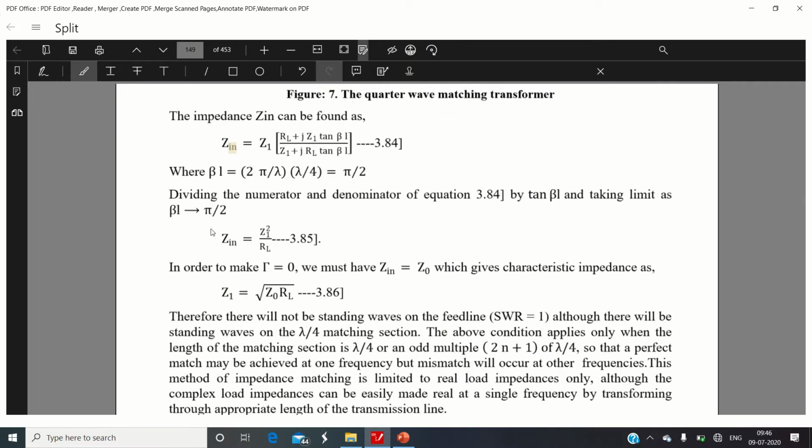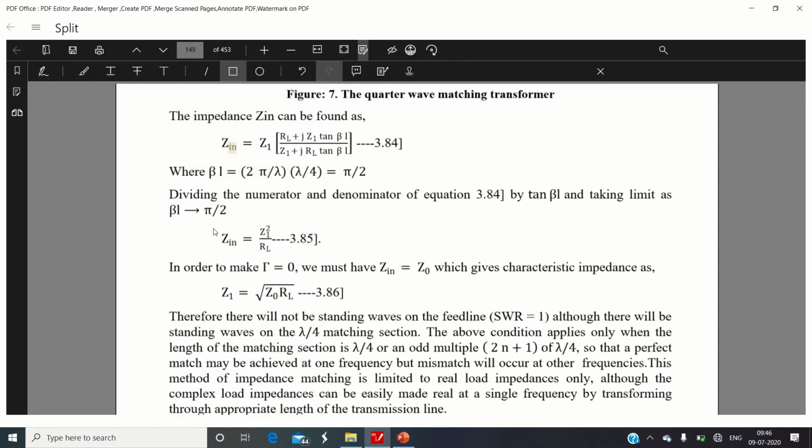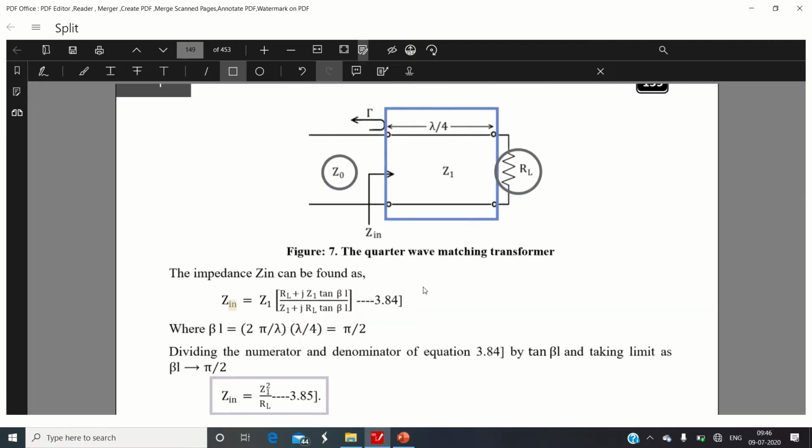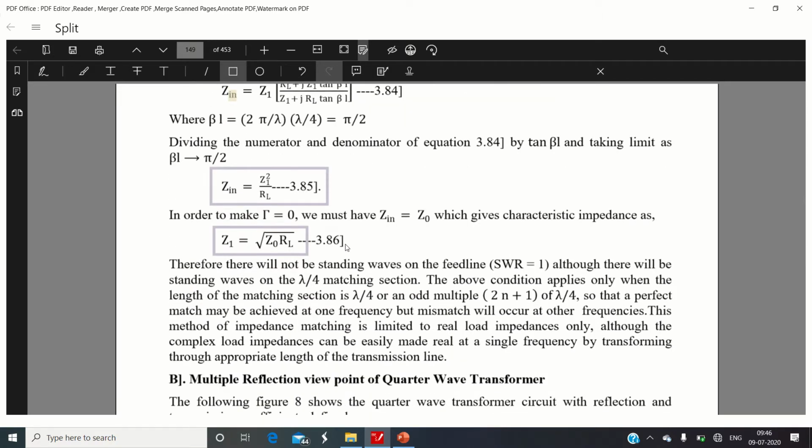So here in this particular equation, again I will highlight this particular equation. What we do is we substitute Zin is equal to Z0. Then we will get the equation in terms of Z1, and this is an important equation: Z1 is equal to square root of Z0 into RL. So what is Z1? Z1 is the impedance of the quarter wave transformer, mathematically given by equation 3.86.